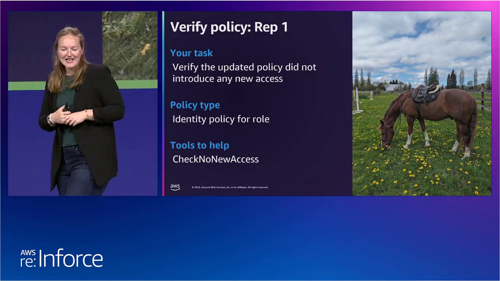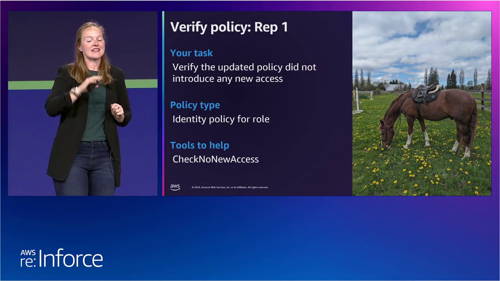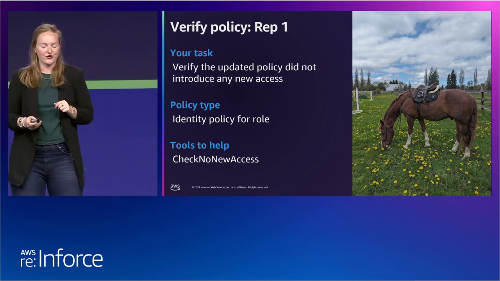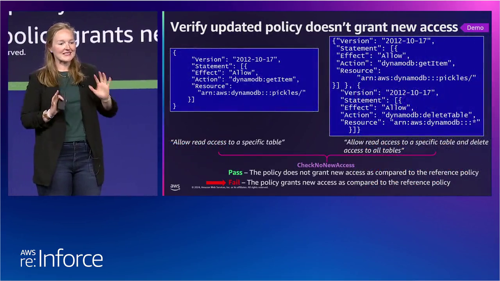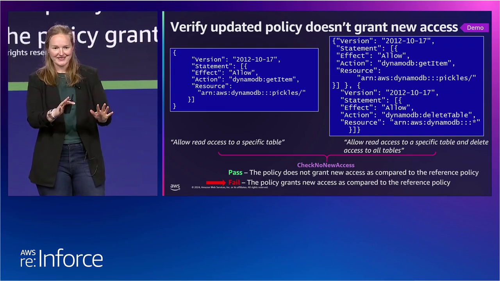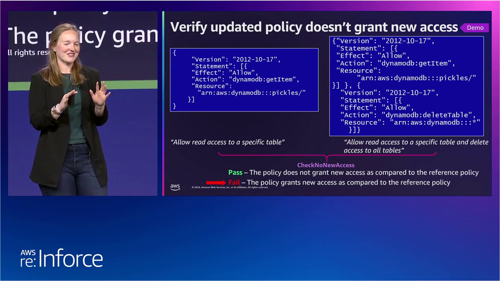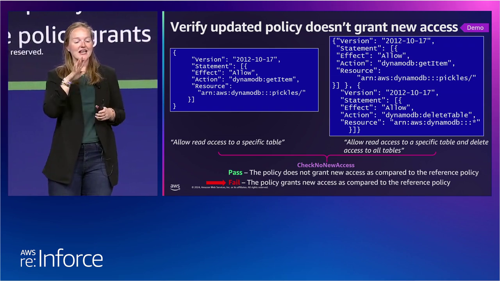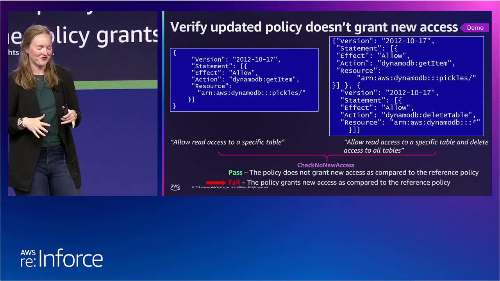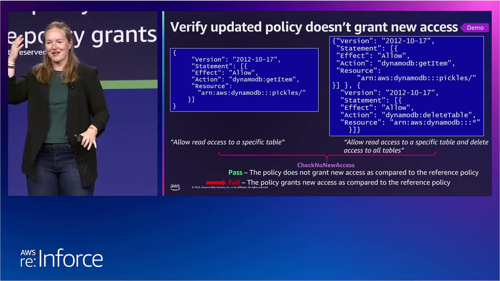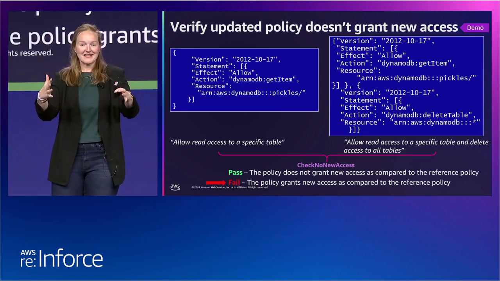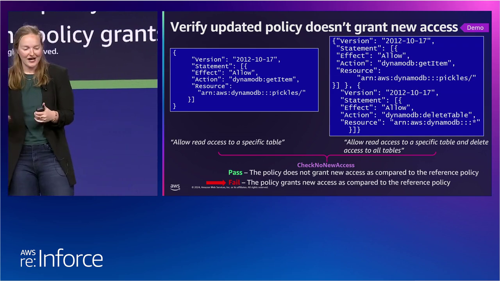So your first task with Pickles is to verify the updated policy does not introduce any new access. This is an identity policy. You're going to use check no new access. So we're going to pass in simple. Now, I am using very simple policies because of slide constraints. I would love to show you a ton of complexity, because you can have policies that are like allow, deny, condition, allow, deny. You can throw in all the things that you've accumulated over the years into your existing policy, and maybe you're going to even simplify it with a new policy. You pass both of these in, and it will tell you if the new one grants new access or not.